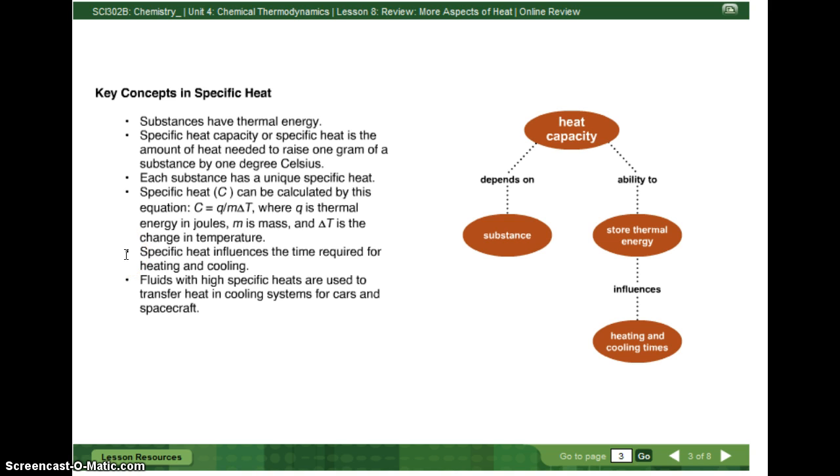Specific heat influences the time required for heating and cooling. Fluids with a high specific heat are used to transfer heat in cooling systems for cars and spacecraft. Remember, if it has a high specific heat, it takes a long time to heat up and a long time to cool off. Heat capacity depends on the substance. Heat capacity is the ability to store thermal energy, and it influences heating and cooling times. So what's an example of something with a high specific heat? That would be water. And what is something with a low specific heat? That would be metal, because it heats up and cools off very quickly.